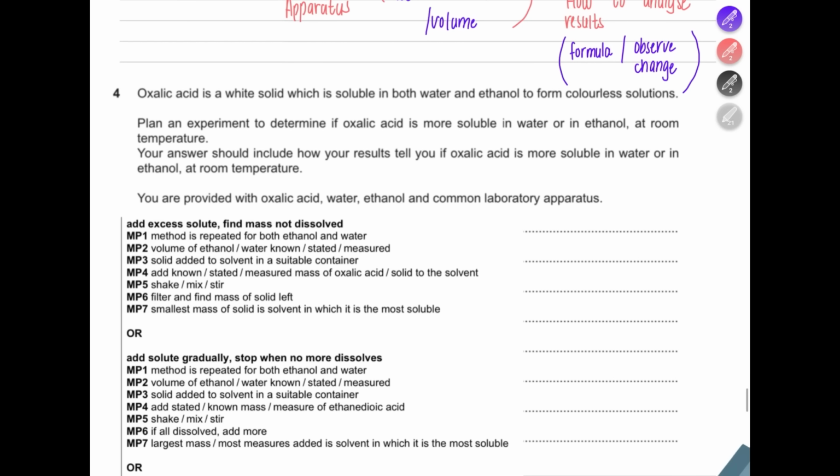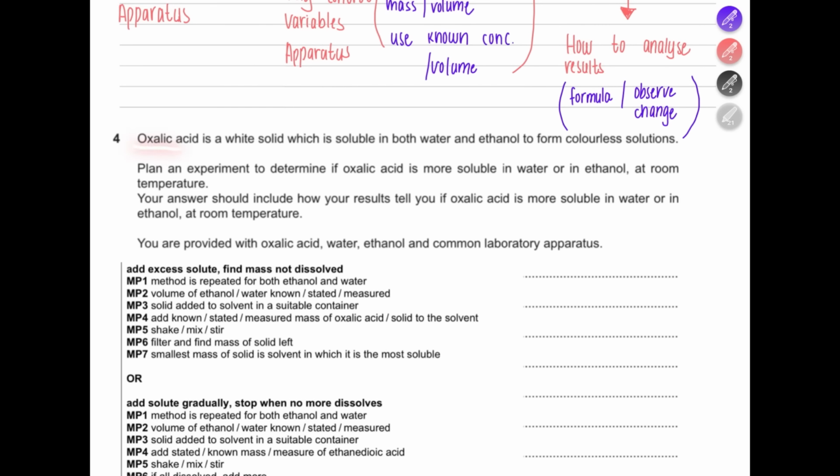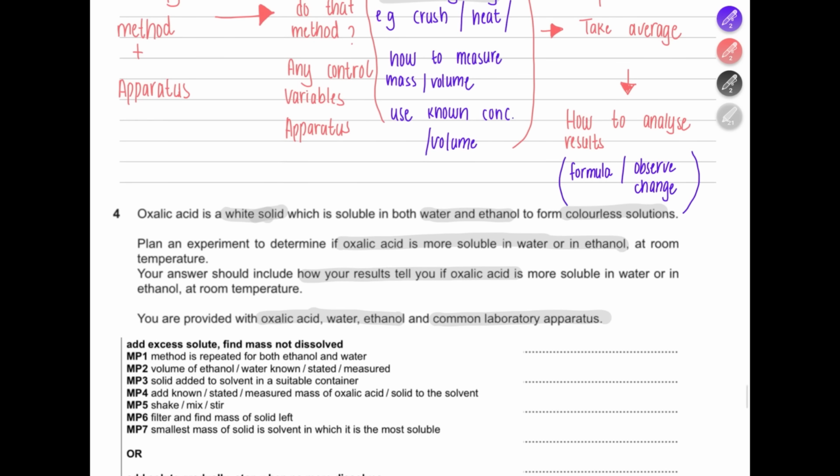Alright, now we have one more example. Oxalic acid is a white solid which is soluble in both water and ethanol to form a colorless solution. Plan an experiment to determine if oxalic acid is more soluble in water or in ethanol at room temperature. So you have to add oxalic acid, which is a solid, to both water and then to ethanol, and then find out which one it is more soluble in. Your answer should include how your results will tell you if oxalic acid is more soluble in water or in ethanol at room temperature. Now, first of all, identify the method.